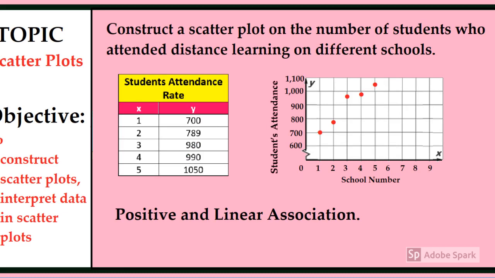So to construct a scatter plot, you're just going to plot the ordered pairs in the Cartesian plane and then identify what type of association you have.